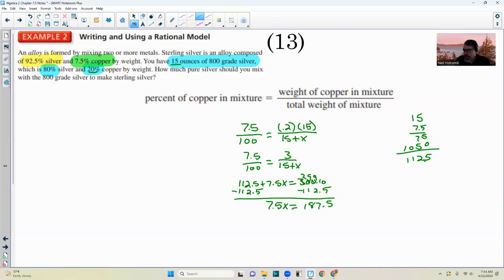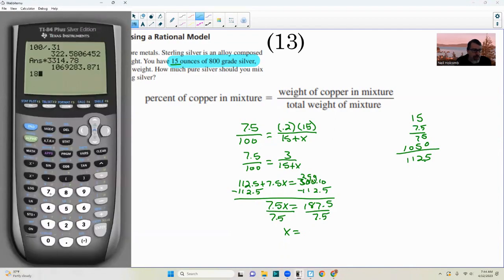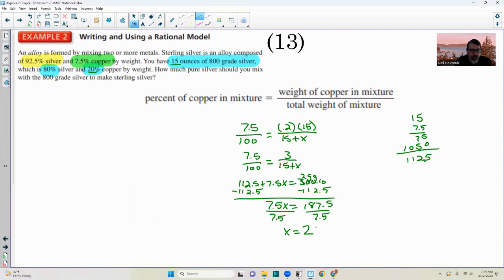So we have 187.5. And now I'm going to divide by 7.5, and that'll tell us how much silver we need to add to make sterling. So let me just get my calculator to save time here. 187.5 divided by 7.5 equals 25. Okay, so we need 25 ounces of silver to make sterling silver.